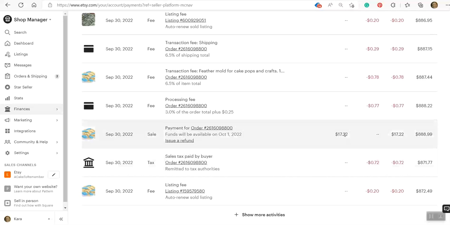But it's this amount here that you get for the sale: the amount of the item, the amount that the customer paid for any shipping if they paid for it, and the amount of the sales tax. So in this case, it was $12 for the mold, $4.50 for the postage, and 72 cents for the sales tax, and that comes to $17.22. This is the amount that you're going to see on the receipt.